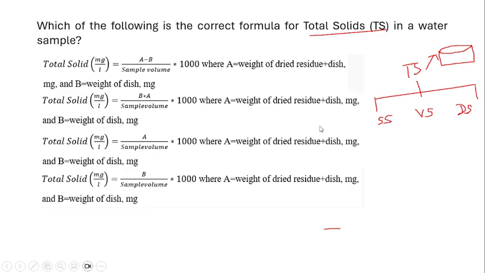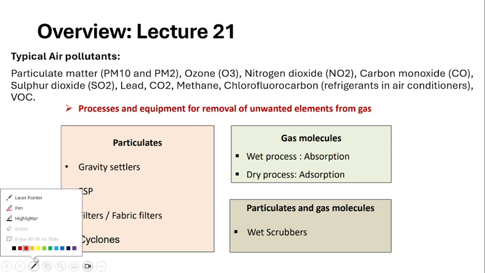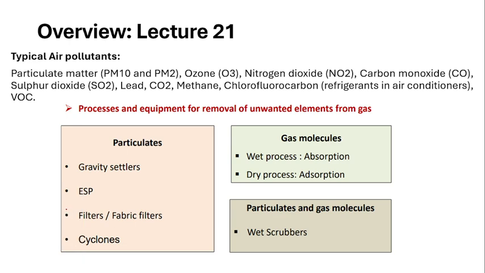Okay, we will move on to week 5 lecture content. This week 5 lecture deals with air pollution control. We have already seen what the major air pollutants are and how they are characterized. Now in this lecture, we will see how they are controlled by various methods and how we are measuring them.